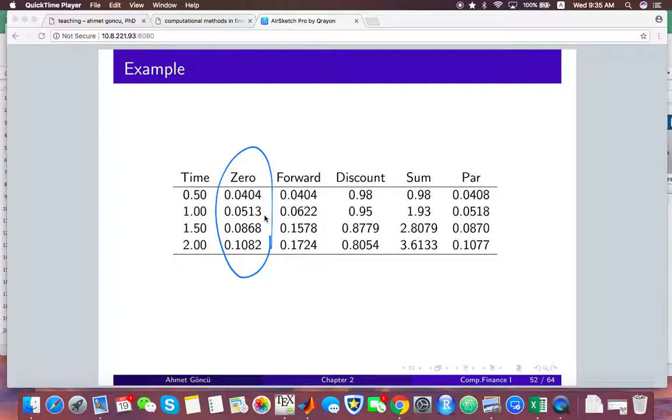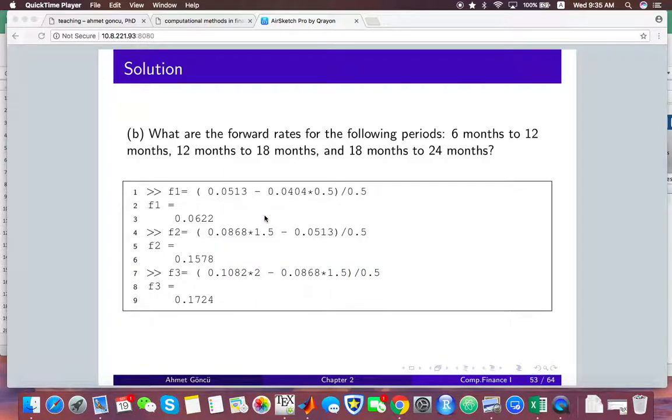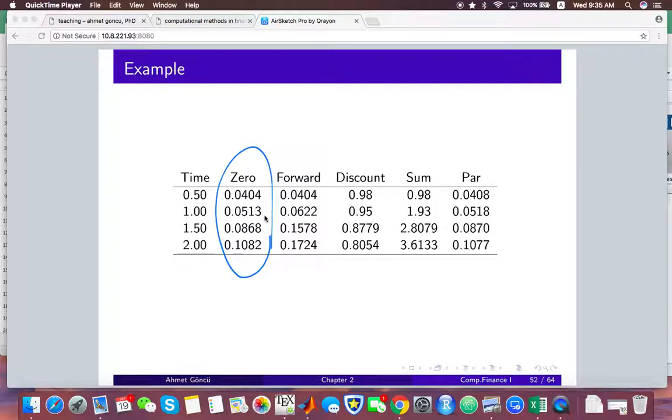And the next thing we can do is the forward rates, of course. We will need to calculate the forward rates for 6 months to 12 months, 12 months to 18, and 18 to 24 months. So we are again going in increments of half a year. The first forward rate is going to be from 6 months to 12 months, and we will use the zero rates, as you can see in our table. If I want to invest my money in the future from 0.5 to 1 year, then I'm going to use these 2 zero rates that are given here.